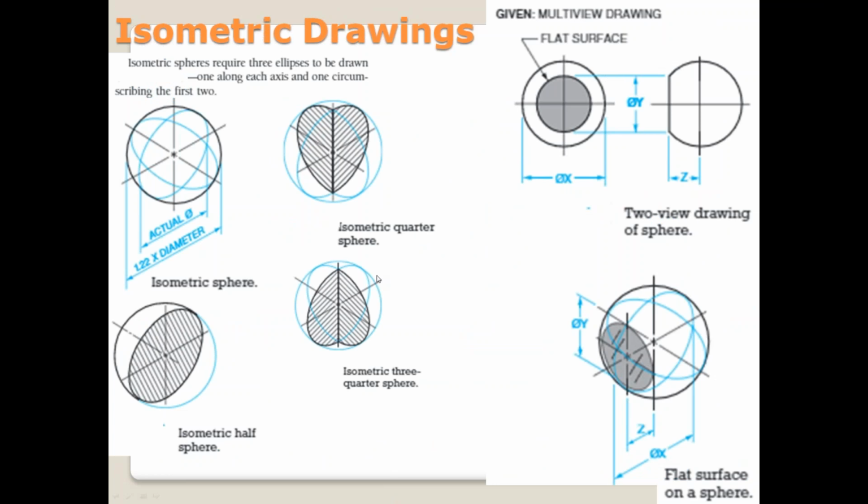For this isometric sphere, because we require three ellipses, we're going to talk about that in the next video.